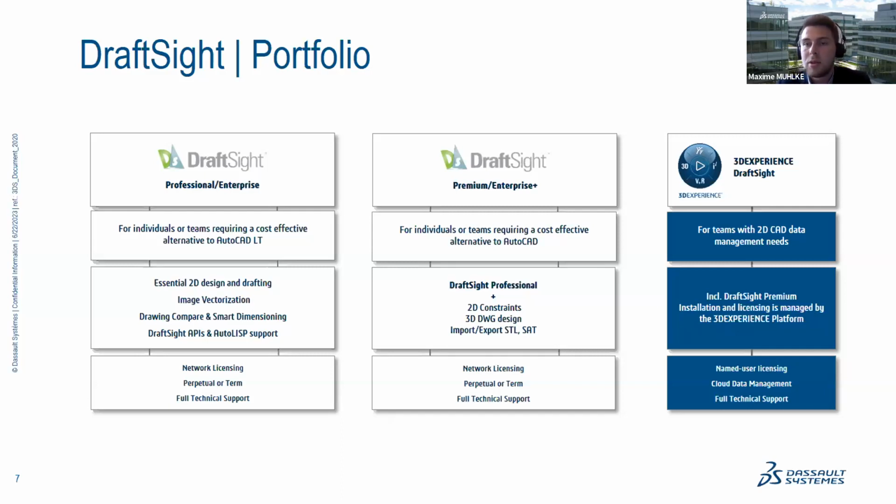The last part will be the 3D experience DraftSight, which is basically the most advanced DraftSight we have today. And what is it? It is connecting DraftSight to the 3D experience platform, which I guess you already know of. And so you have your DraftSight and you can connect it to the cloud in order to do special data management and also highly increase your collaboration within the teams. And for this 3D experience DraftSight, it is named user licenses and also only with a subscription.